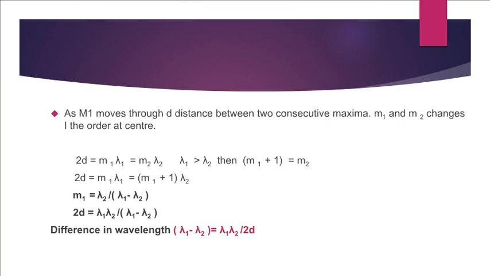On rearranging the equation we get m1 equals lambda 2 divided by (lambda 1 minus lambda 2), and 2d equals lambda 1 lambda 2 divided by (lambda 1 minus lambda 2). The difference in wavelength, lambda 1 minus lambda 2, equals lambda 1 lambda 2 divided by 2d. This is an important expression.